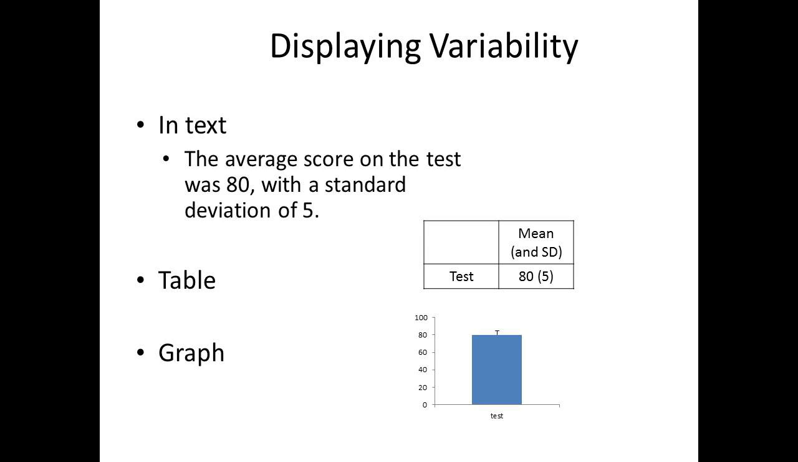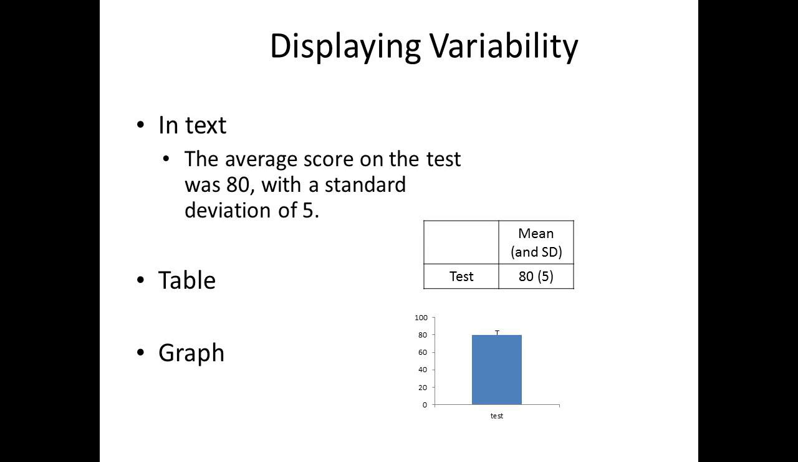In terms of displaying variability, mean and standard deviation are buddies, which means you should never be reporting the mean without the standard deviation, or one without the other anyway. So when displaying variability, we just take all the different ways we displayed mean and then add standard deviation to it.